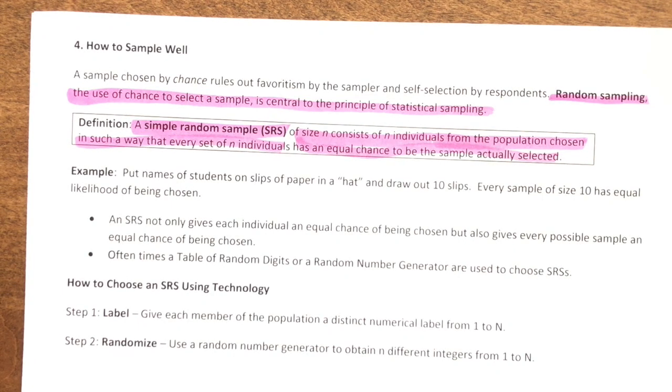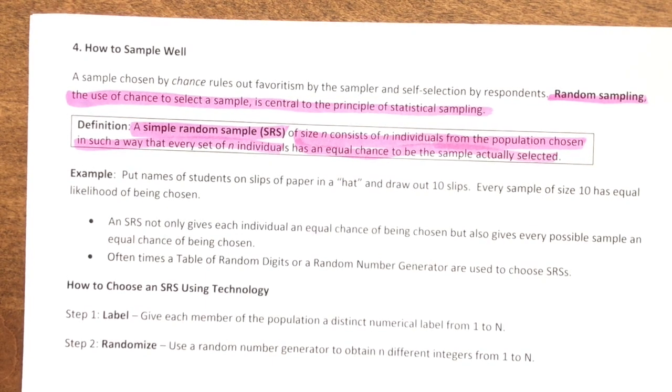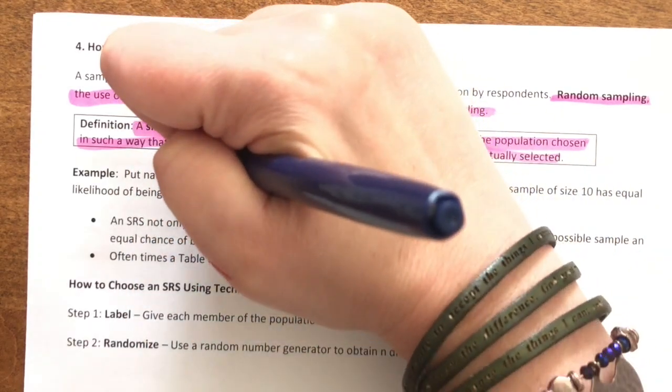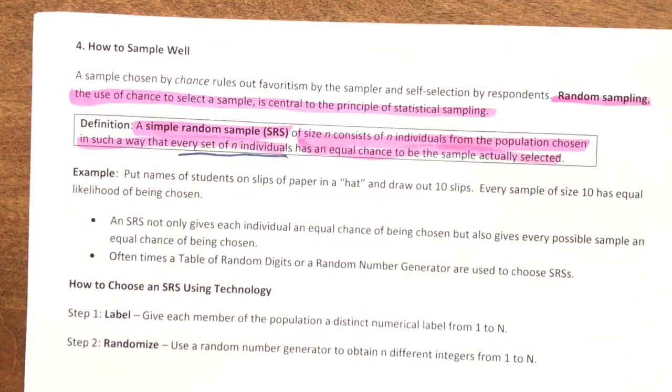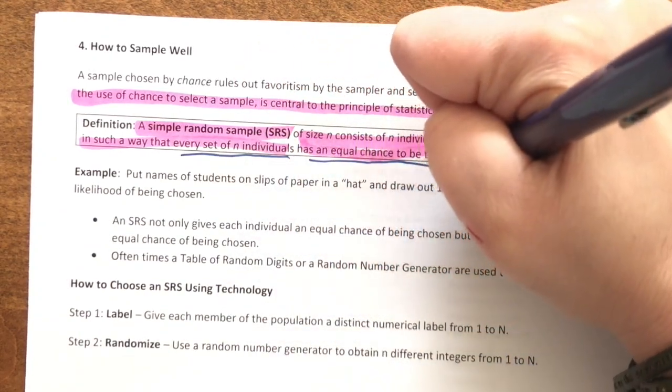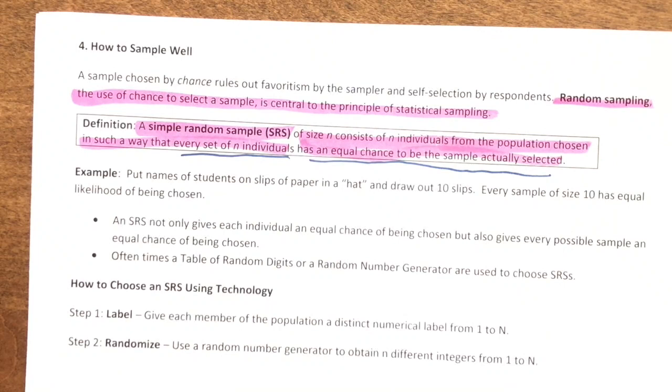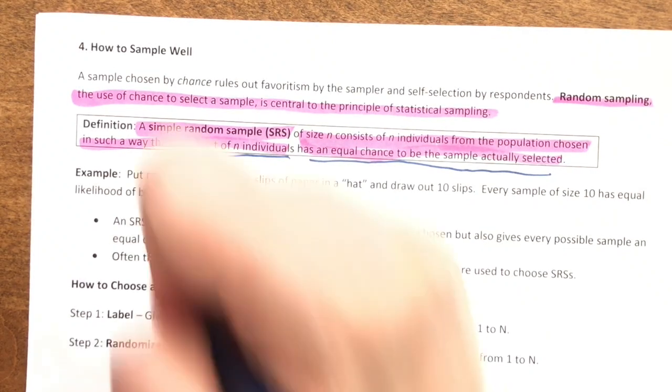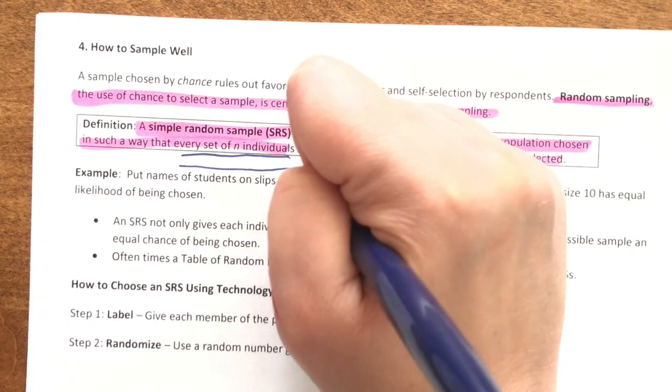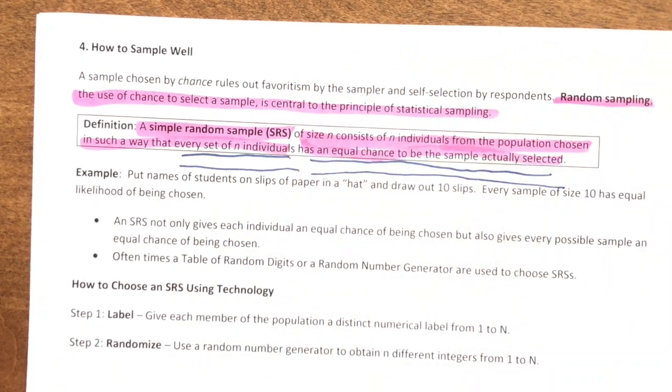So if it's a simple random sample of size n, it means it has n individuals from the population, but what makes it a simple random sample is that it's chosen in such a way that every set of n individuals has an equal chance to be the sample actually selected. Okay, so that's going to be important to note. I'm double underlining that because later on there are going to be questions talking about simple random sample, and that's the whole idea of a simple random sample. So how can we do this so that every person of our sample of n individuals has an equal chance of being part of that sample?